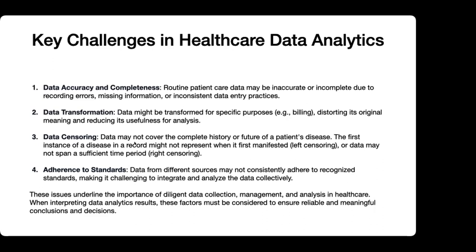Okay, third, this refers to the issue where data might not cover the full history or future of a patient's disease. For instance, the first instance of a disease in a patient record may not represent when it first manifested, or the data may not span a long enough time period. So that is what we call data censoring. Then data from different sources may not adhere consistently to well-known standards. This is the common problem that you might encounter, standards. So this can make it difficult to integrate and analyze the data collectively.